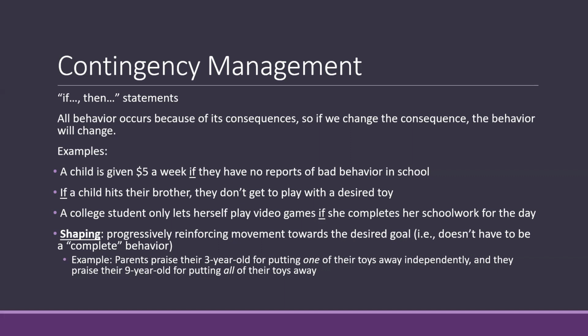A related idea is shaping, and this is something that parents often do. This is when a behavior is progressively reinforced, when there's a partial movement towards the desired goal. So it doesn't have to be a complete behavior. For example, parents might praise a 3-year-old for putting away one of their toys independently, but they're going to praise their 9-year-old for putting away all of their toys. The 3-year-old might not be actually cleaning the room very well, but by giving them praise when they put away one of their toys, it's helping shape the behavior so that when they're older, they'll start to put away more and more toys, and then eventually they'll be putting away all of their toys.